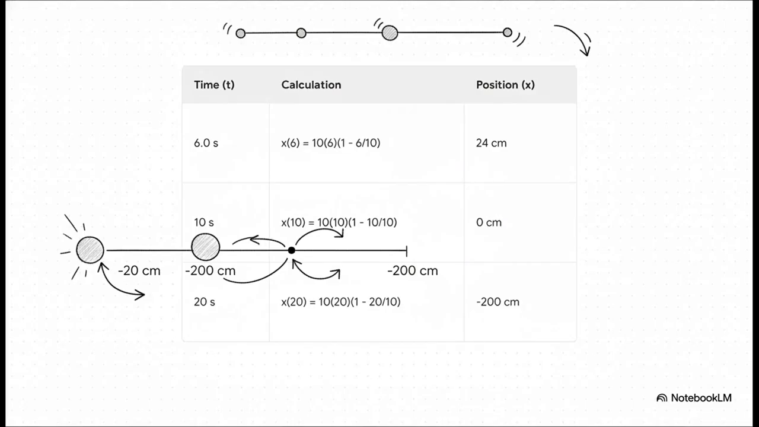Let's plug in some numbers. At 6 seconds, so just after it turned around, it's at 24 centimeters. Cool. Now at 10 seconds, wait, it's back at 0. It returned to the origin. And by 20 seconds, whoa, it's way back at negative 200 centimeters. This completely confirms what we figured out earlier. It went out, it turned around, and it came all the way back, past where it started.